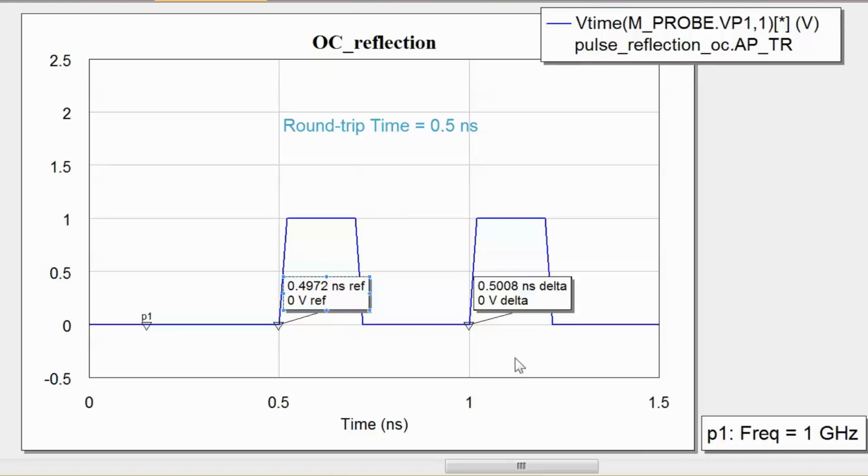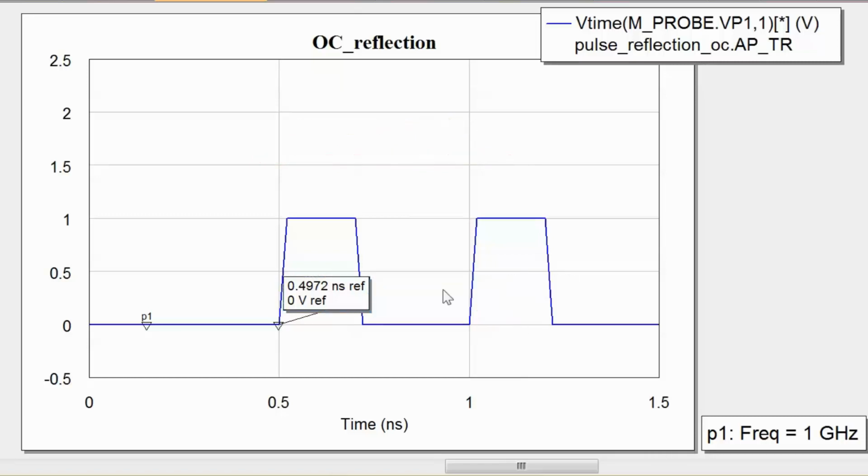This is the round-trip time, so to get the time that it takes to travel to the end of the line alone, we have to divide this by 2. So if we divide 0.5 nanoseconds by 2, we get 0.25 nanoseconds, and if we assume that we are traveling at the speed of light, then the length of the line will be 0.25 nanoseconds times the speed of light, and this turns out to be 75 millimeters, which is exactly what the length of the line is.